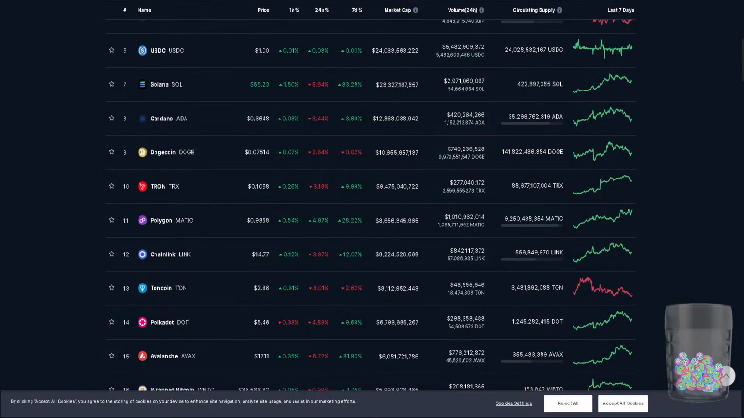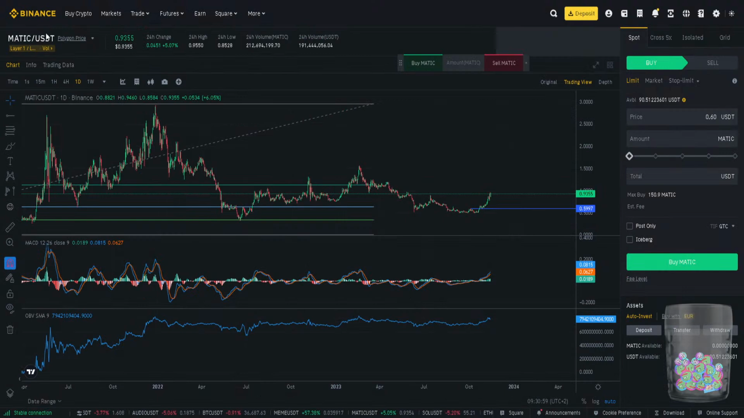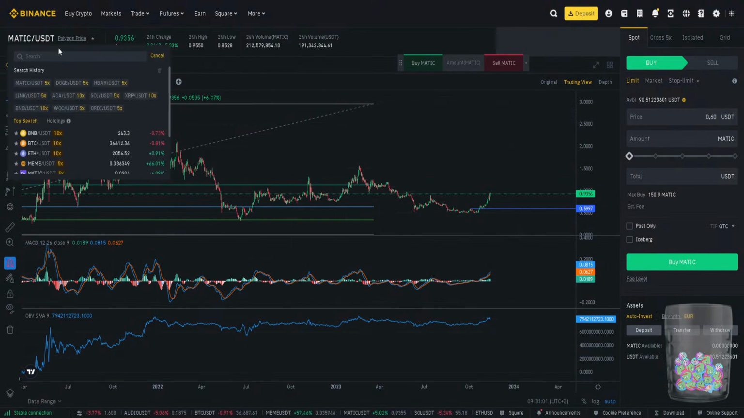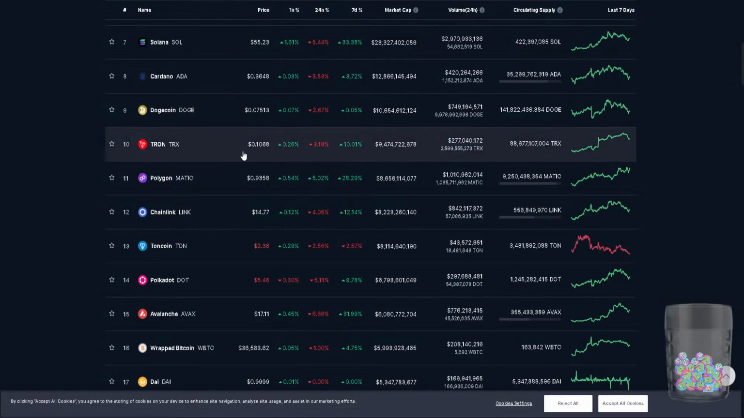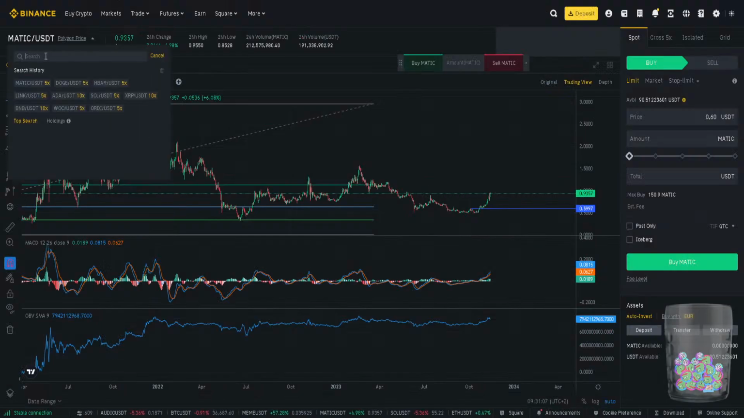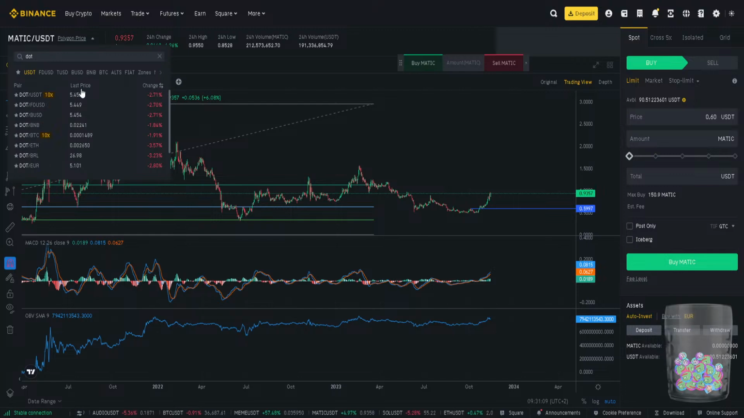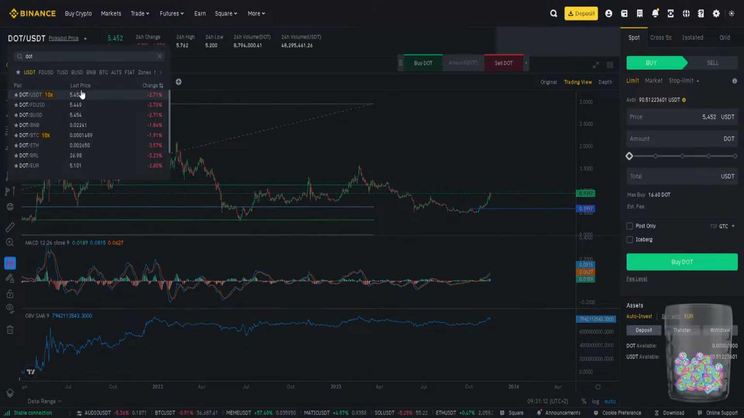Good. Let's go to the next one. We've looked at the Chainlink just now. Ton. Don't know why this is rated so high. I have no idea what it is. Dot. Polkadot.